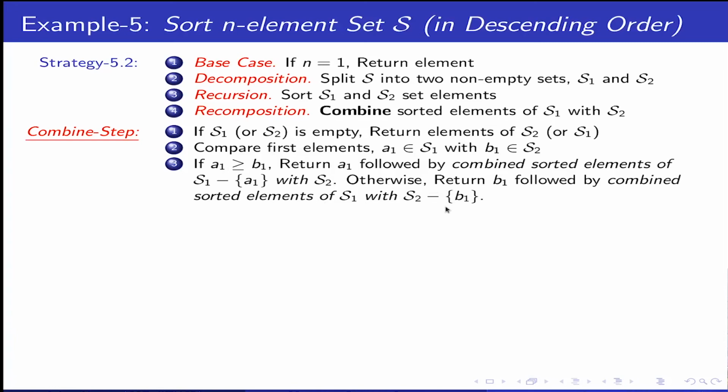See how you combine two sorted arrays. Both sorted arrays are in descending order. So compare the first elements. If one is more, then keep it as the first element. Compare the rest of that one with all of the other. That is the recursive way we can do it.